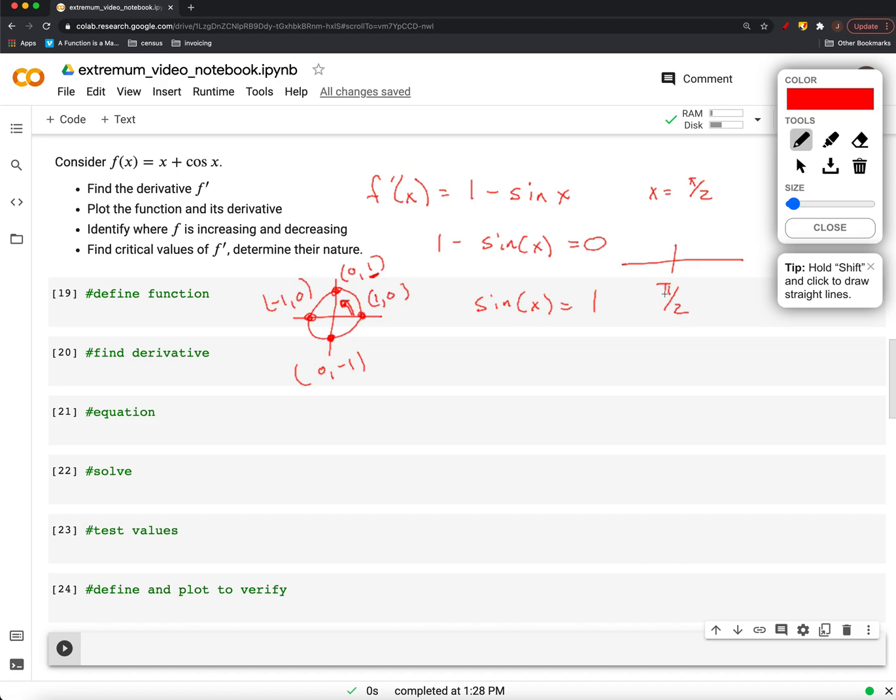Now to the left of pi over 2, a nice easy value is 0. The sine of 0 is 0, so then we get 1. That's positive. We could plug in some number just to the right of this. I don't know, maybe pi. So the sine of pi, easy to figure out, that's 0, right? So again, we'd have a positive value here. So we go from increasing to increasing.